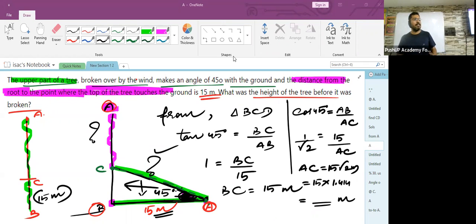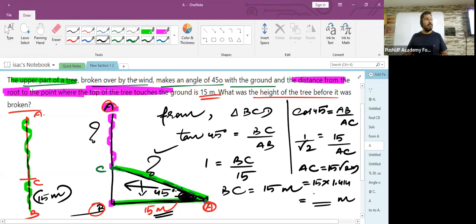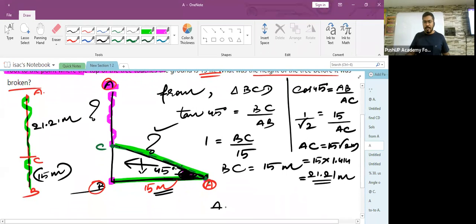What is the answer? How much is this answer? AC? 21.21. Everyone got this? Milan, I'll come to see your book. Alvin, what about you? All right. So this part is 21.21 meters. They were asking us to find what? The height of the tree, AB.